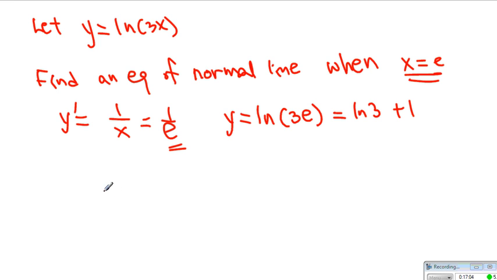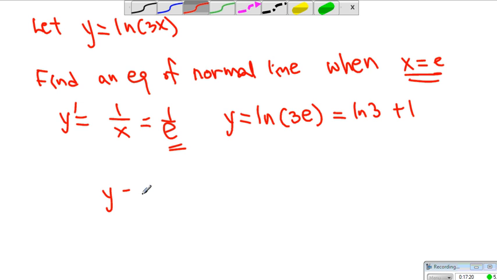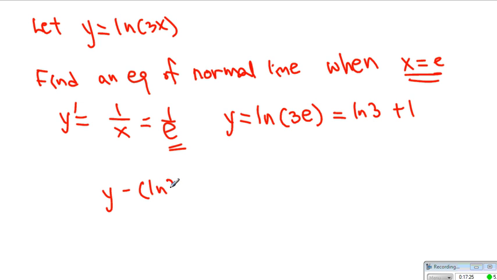Then here what do we end up getting? We have y minus 1 over e, which is equal to slope. Oops, I changed the value. Sorry about that. Ln of 3 plus 1. That's the value of y. Slope becomes 1 over e, and x minus e. That is the answer.